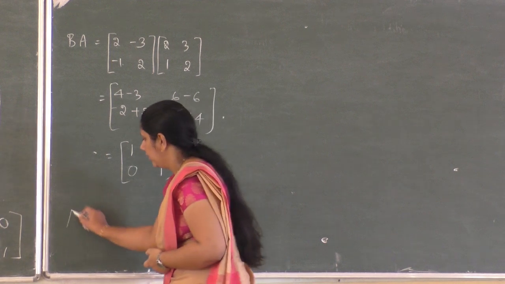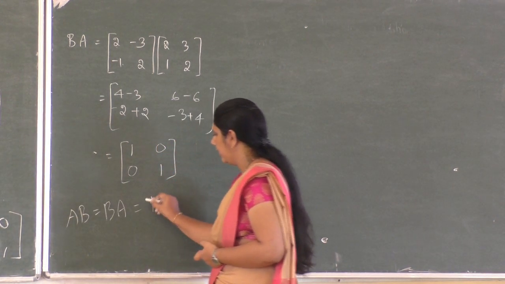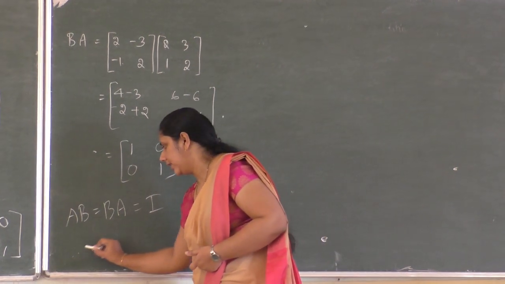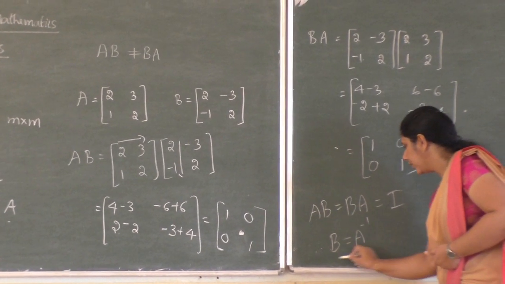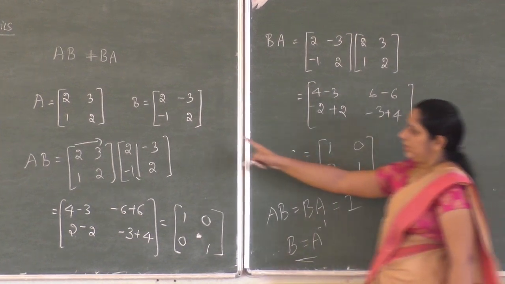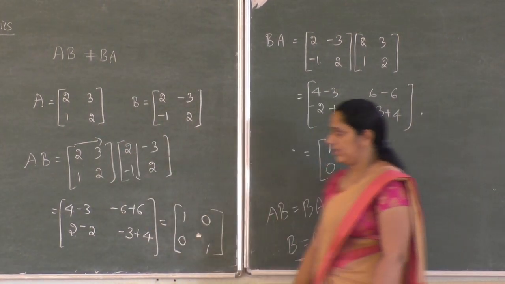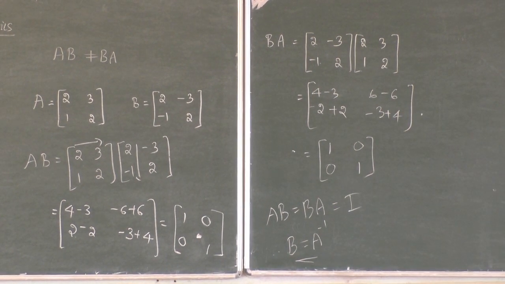From this, we get the condition AB is equal to BA, which is equal to the identity matrix. So we can say that matrix B is the inverse of A. So these two matrices are inverses of each other. So this is regarding invertible matrix.